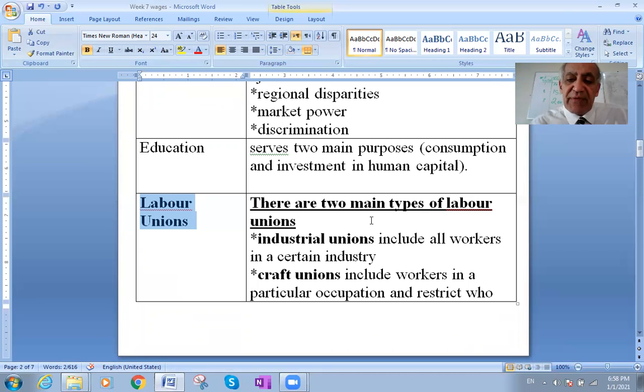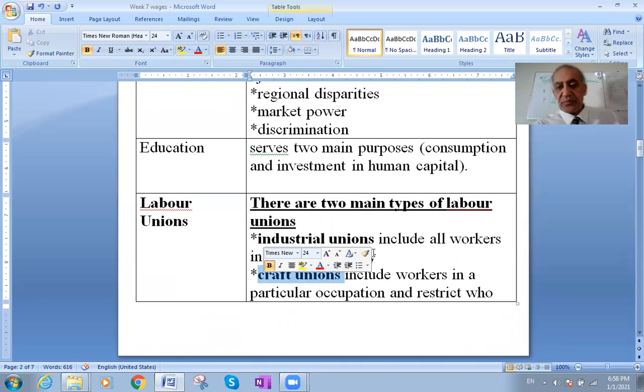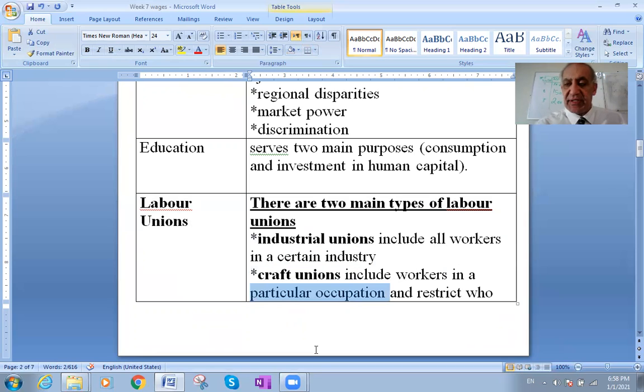There are two main types of labor unions. What are they? Industrial unions and craft unions. So what is the difference between them? The industrial unions include all workers in a certain industry. Craft unions include workers in a particular occupation, one specific occupation. So the industrial union is for a certain industry, but the craft union is for a particular occupation.